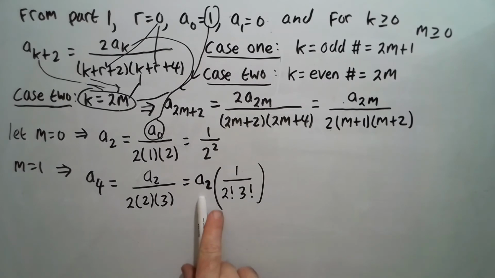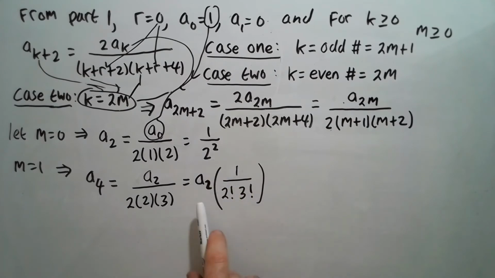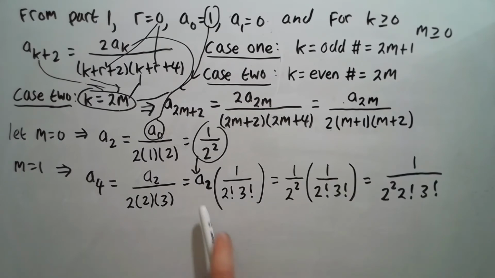Okay, so pull the a2 out here and write the 2 as 2 factorial and the 2 times 3 as 3 factorial. And now a2 is 1 over 2 squared, or 1/4. I'm going to keep it as 1 over 2 squared. So making the substitution for a2 as 1 over 2 squared, multiplying this will be 1 over 2 squared times 2 factorial times 3 factorial.